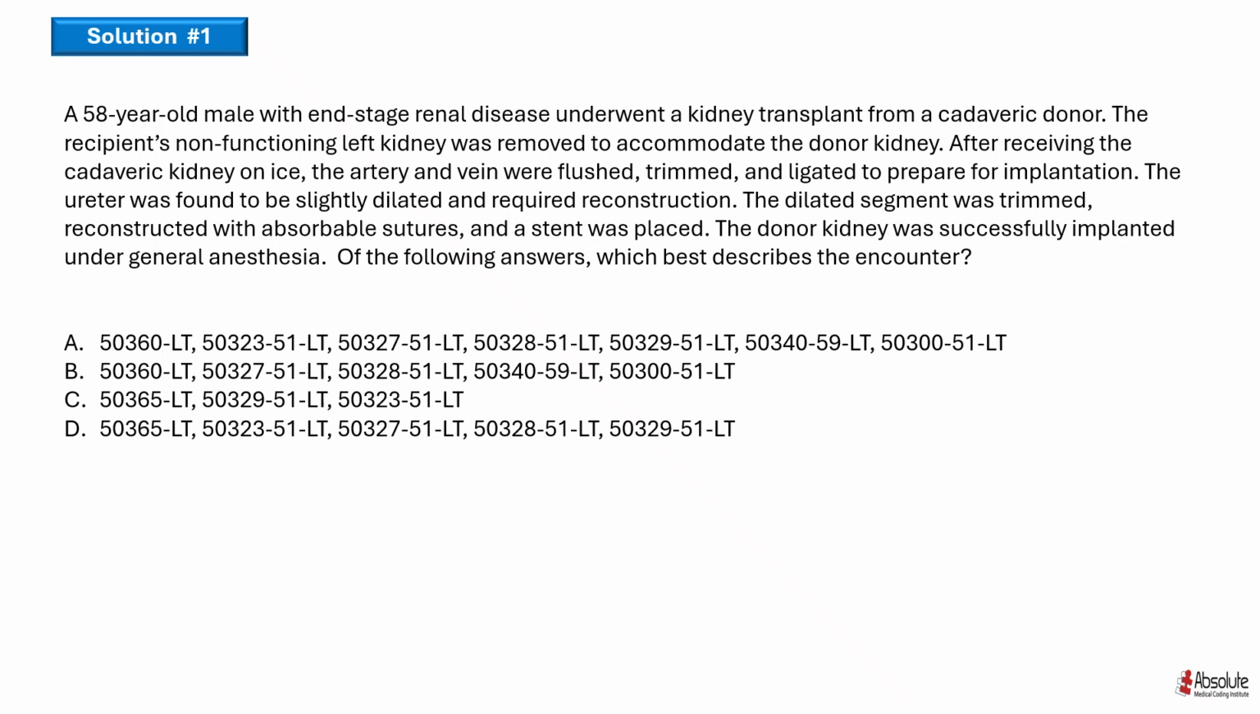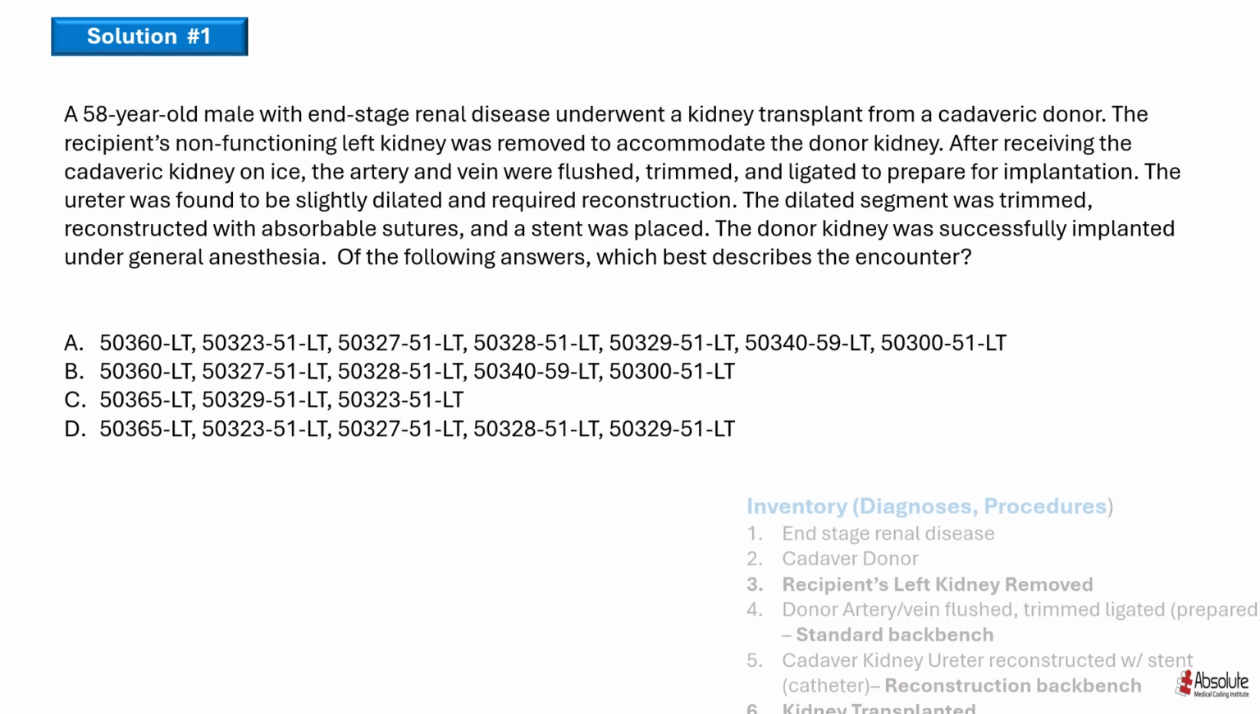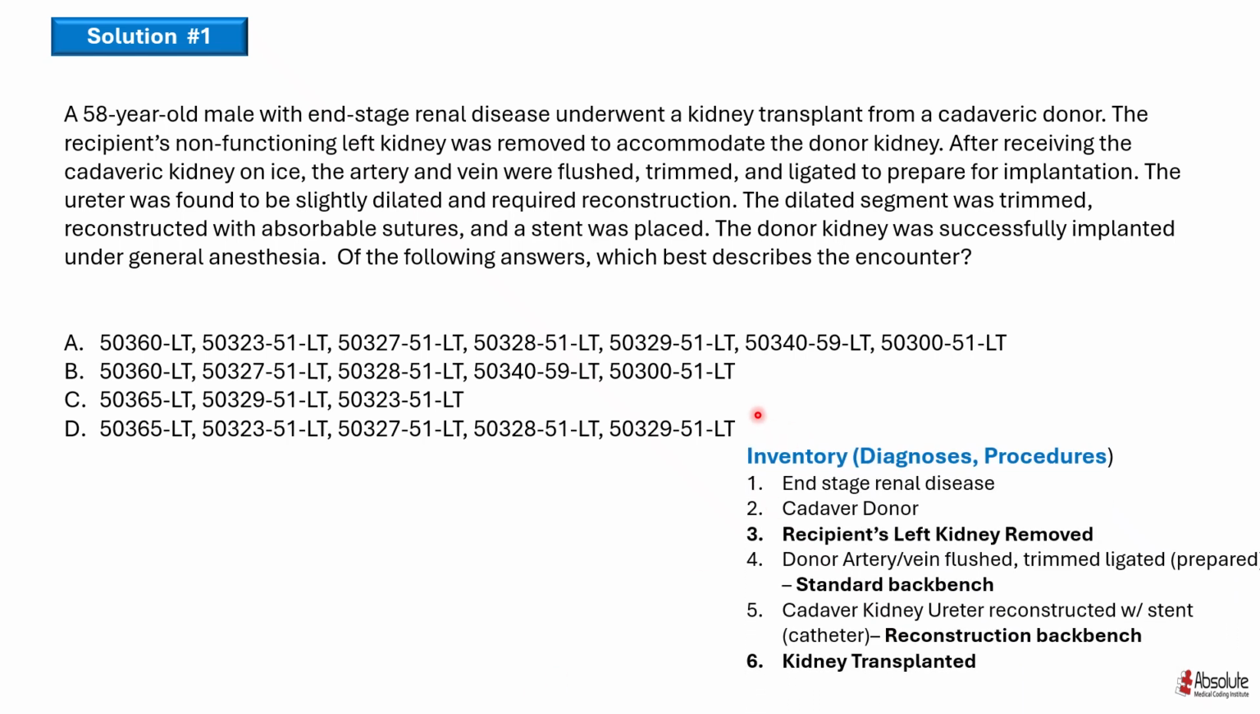So my inventory took me a little longer just so I can know what was happening. And this is what I have. The patient has end-stage renal disease. We know that the donor was a cadaver. Also, and you see it's bolded because this is what you're going to need to code for, the recipient's left kidney was removed. Sometimes they keep it in there and sometimes they remove it. In this case, they removed the recipient's left kidney.